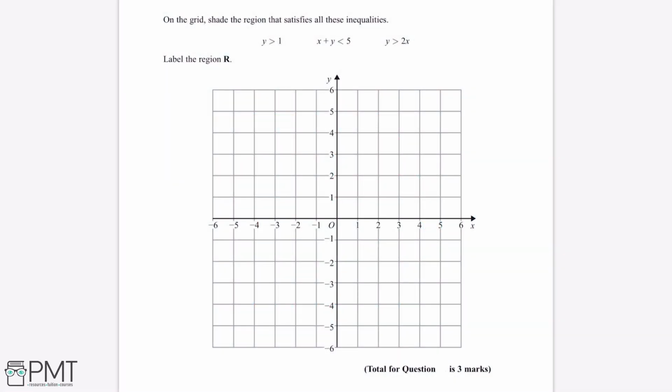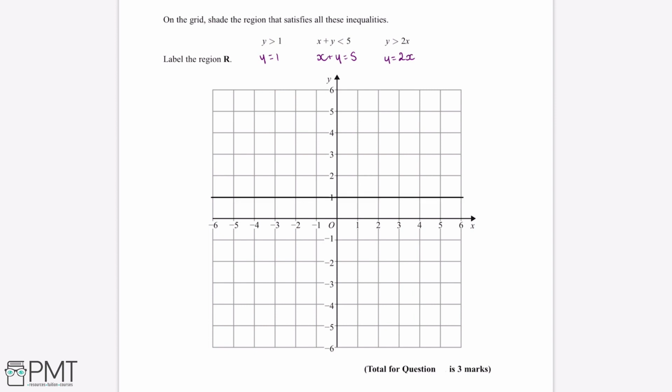On the grid, shade the region that satisfies all these inequalities. Label the region R. So the first thing we're going to want to do is draw each of these 3 lines onto this graph. Now in order to do this, we're going to want to change the inequality signs to equal signs. So this tells us that y will be equal to 1, x plus y will be equal to 5, and y will be equal to 2x. So if we first start off with y equals 1, the line where y will always be equal to 1 will look like this.